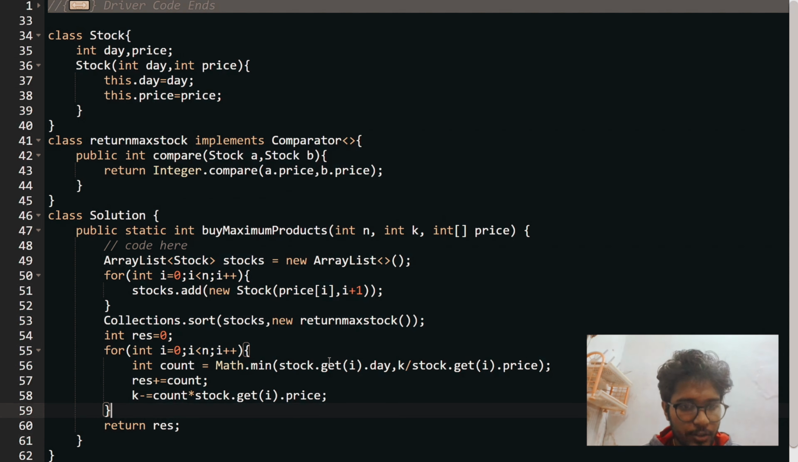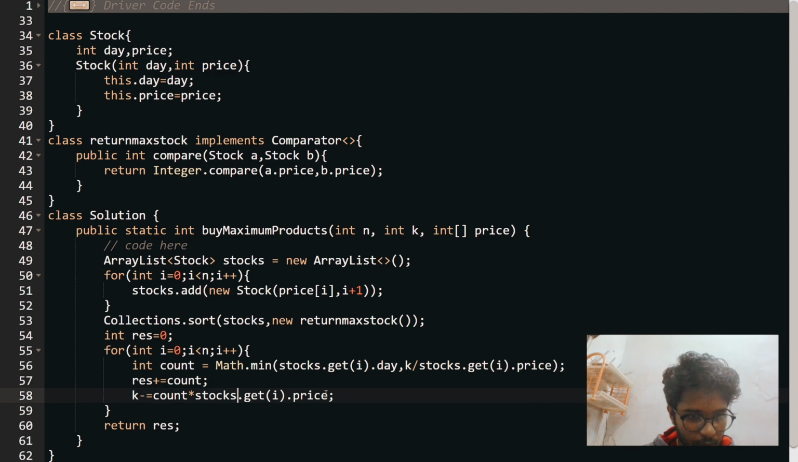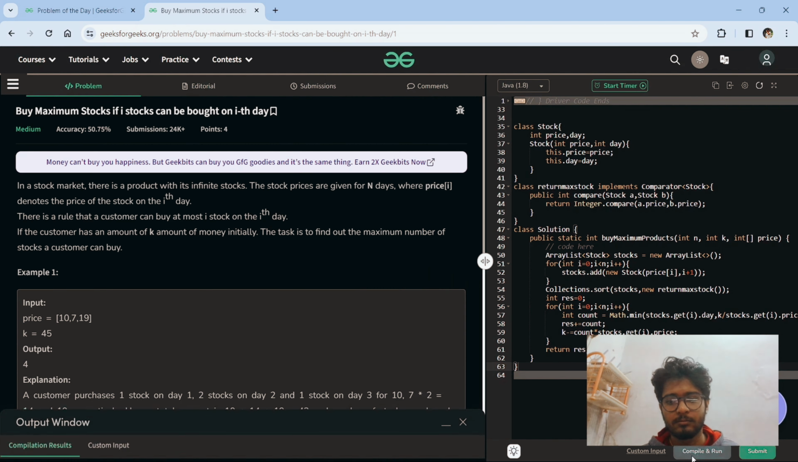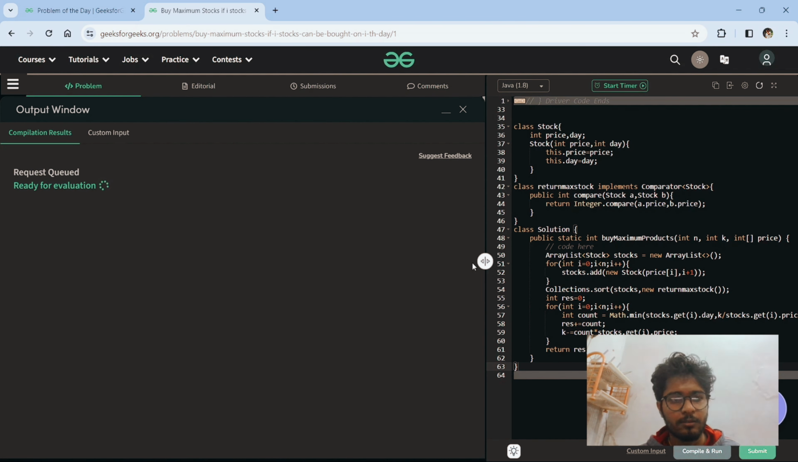Let's check if there are any issues. So the name of our ArrayList is stocks.get. I think we are good to go now. Okay, so we have to pass the type, that is Stock type. So let's run our code. So the code is running fine. Let's submit.